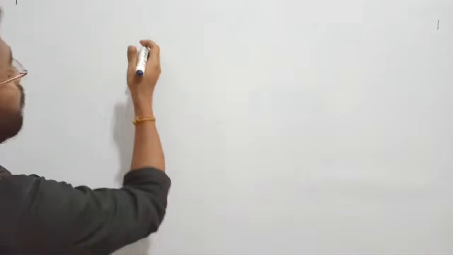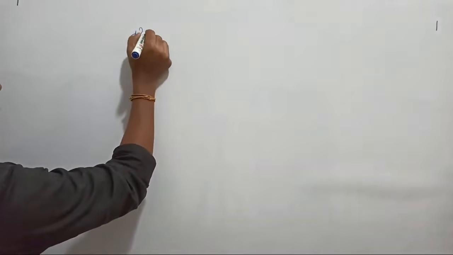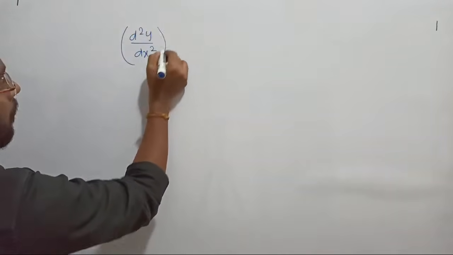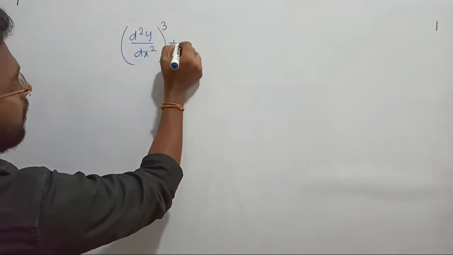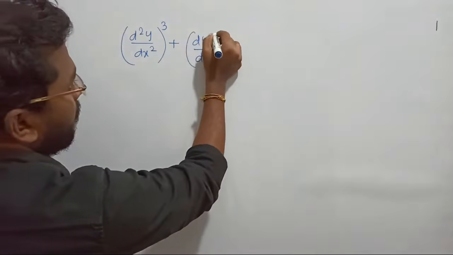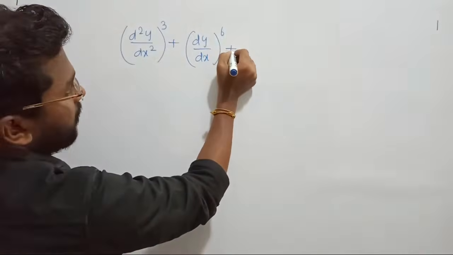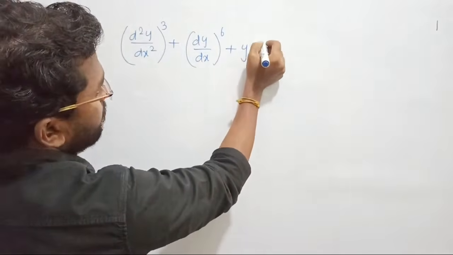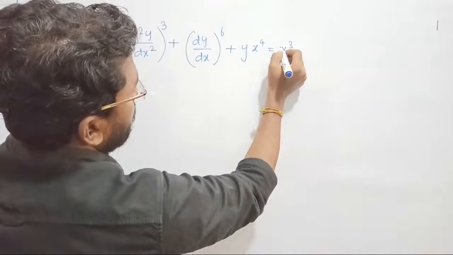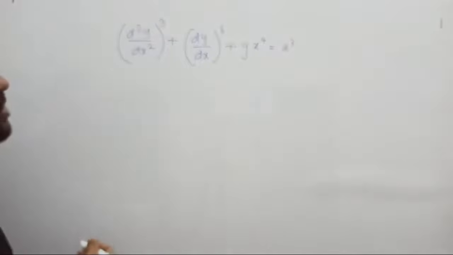Now let us take d square y upon dx square. Exactly, in the power I am going to consider 3, plus I am considering dy upon dx, in the power we are going to consider 6, plus y into x power 4, right, is equal to x power 3, something they have given. Now the question is order and the degree of the given differential equation.